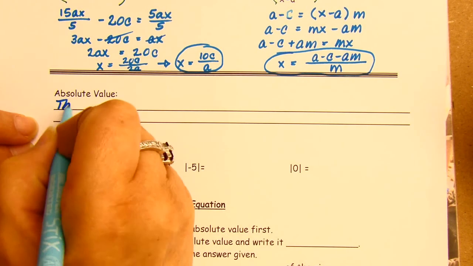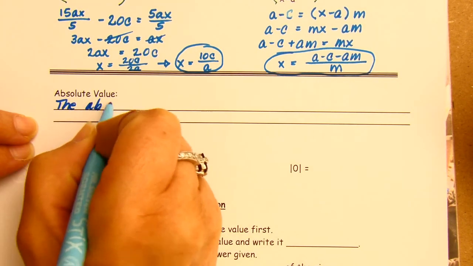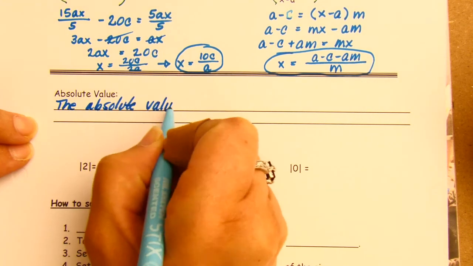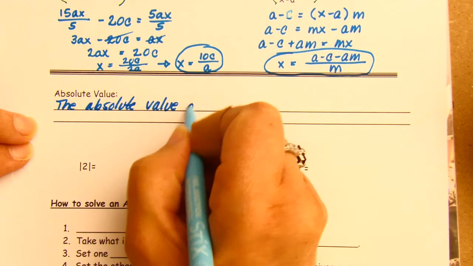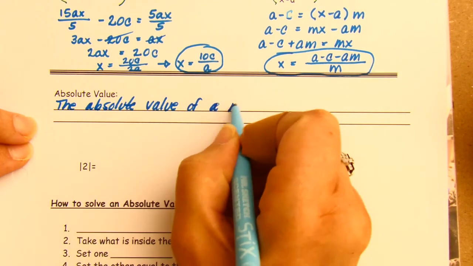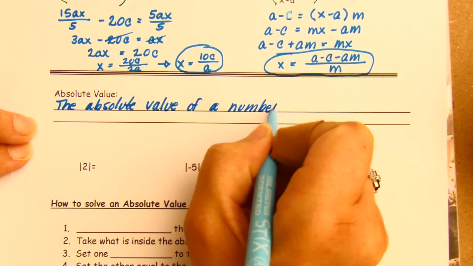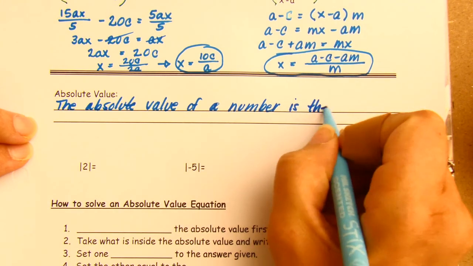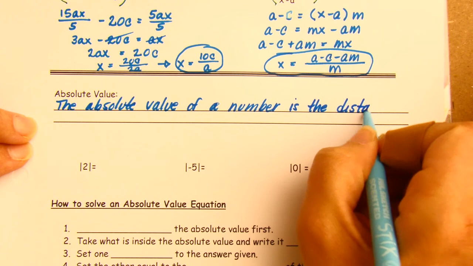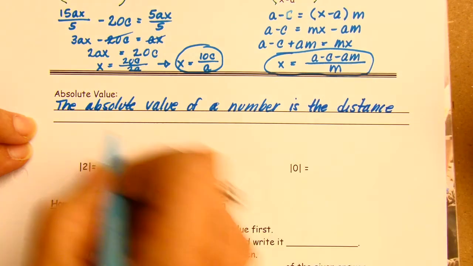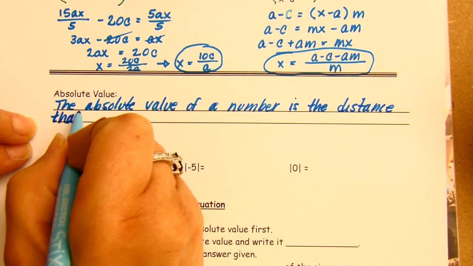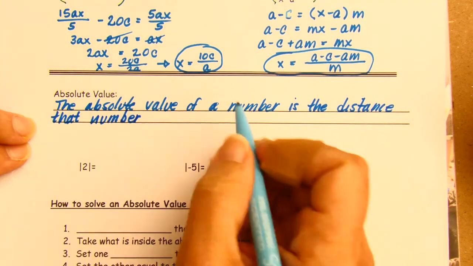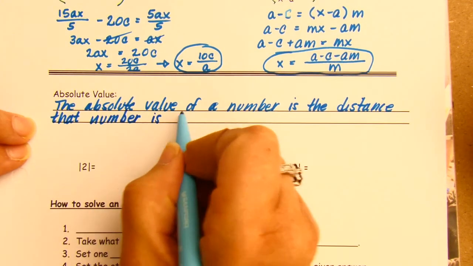The absolute value of a number is the distance that number is from 0 on the number line.